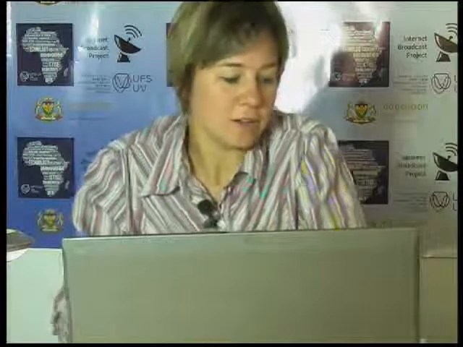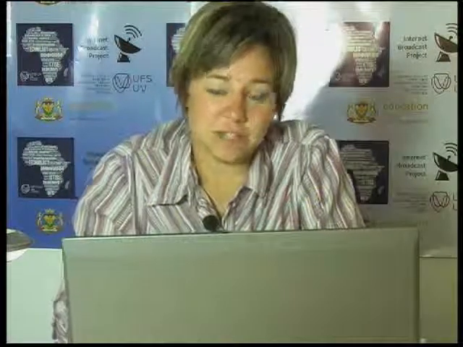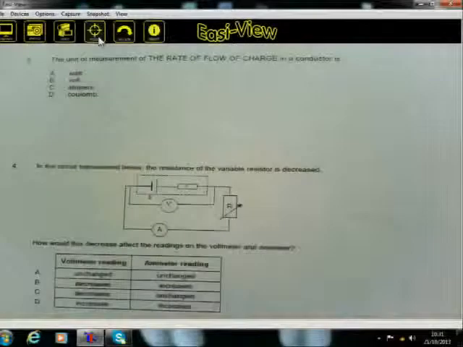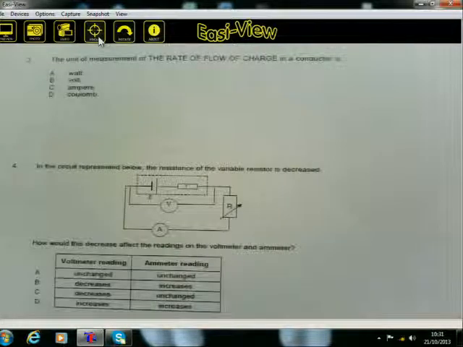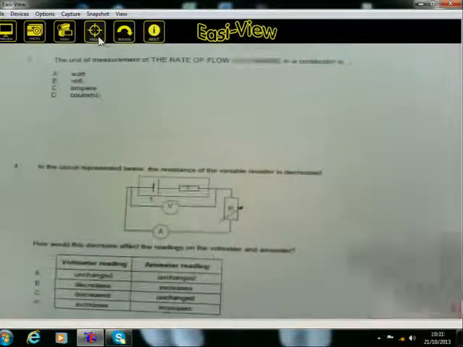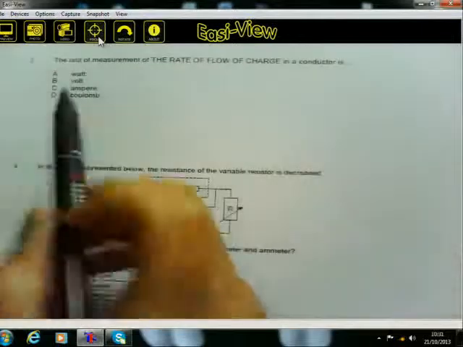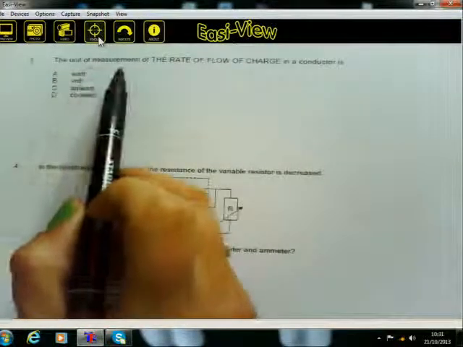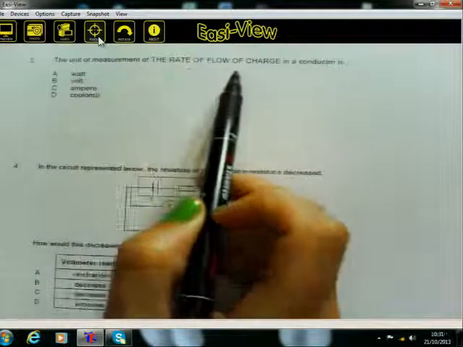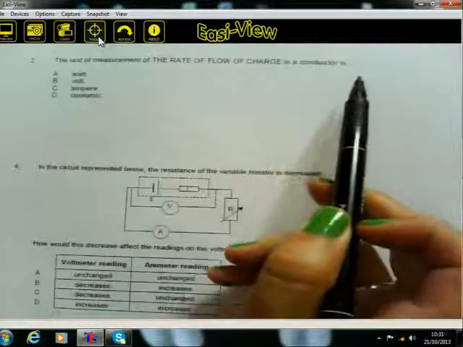And we are going to talk about electrical circuits today and the calculation of V terminal and V lost. So here we go. I have a couple of questions, and as I go along through these questions I will explain some terms and everything to you. The first one says that the unit of measurement of the rate of flow of charge in a conductor is.